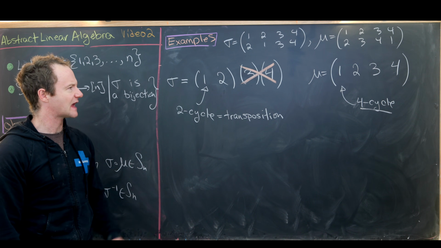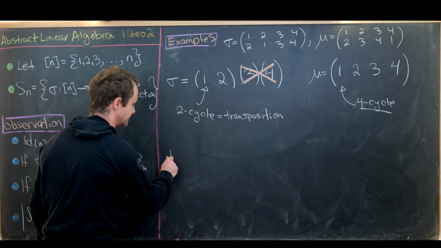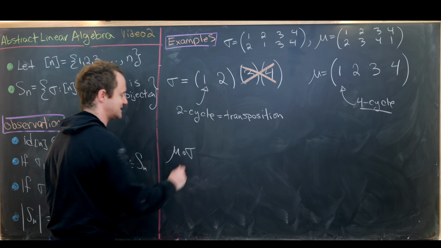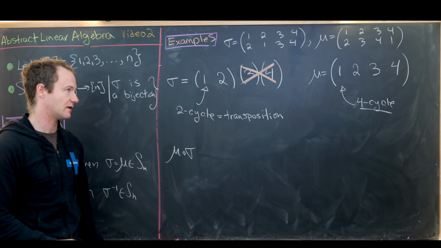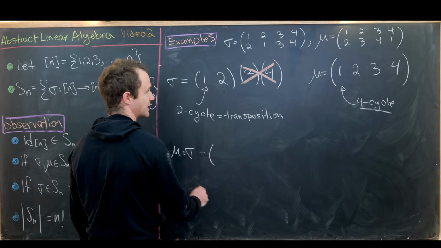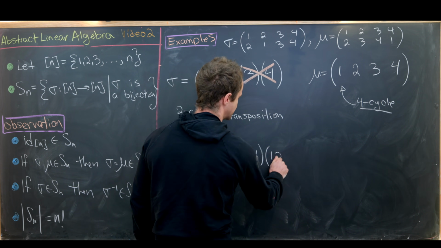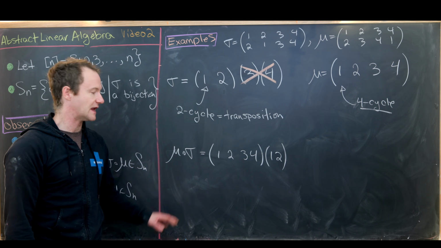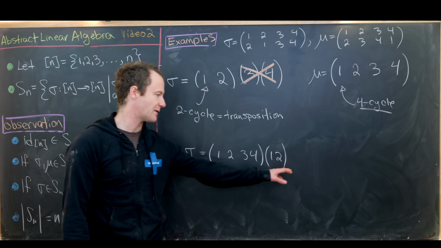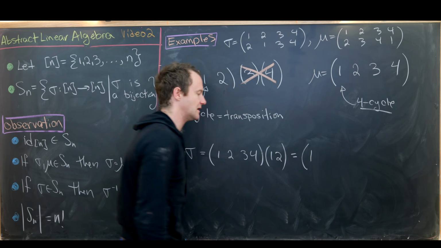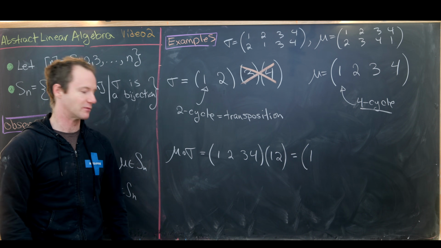Okay, now let's maybe calculate the composition of these two. So let's do sigma, or let's maybe do mu composed with sigma, because that's opposite of what we had on the last board. So here we can write this (1 2 3 4) composed with (1 2). Now again, these are functions, so we want to think about moving things from the right to the left. So let's start with the number 1 and see what happens to the number 1.